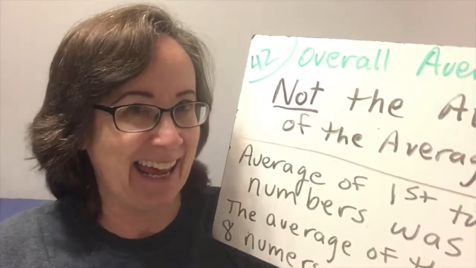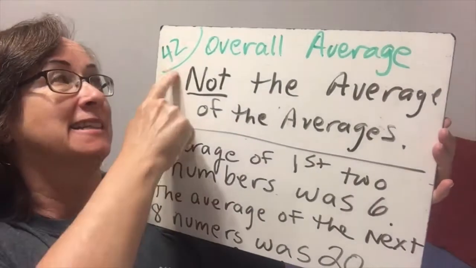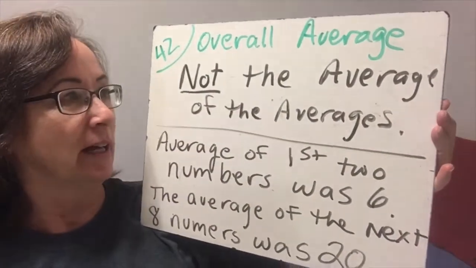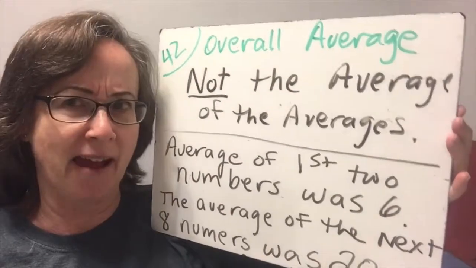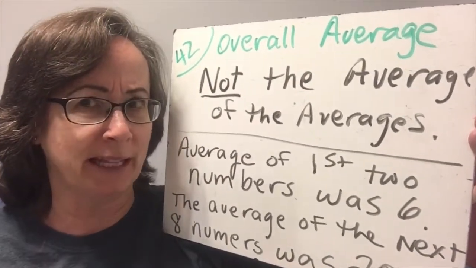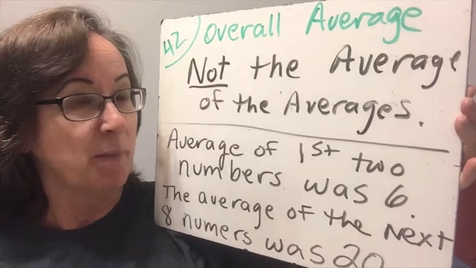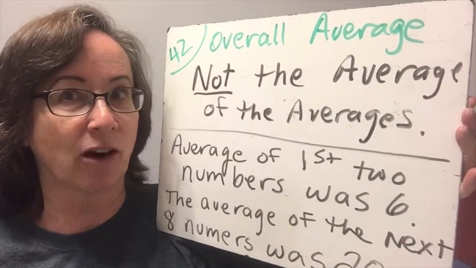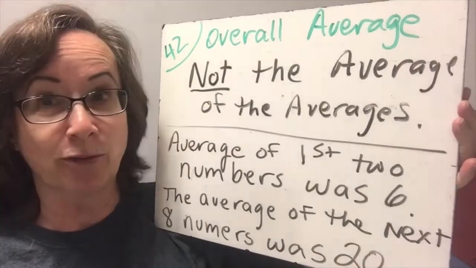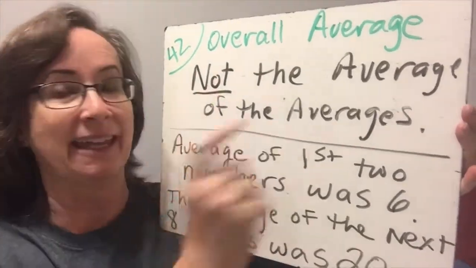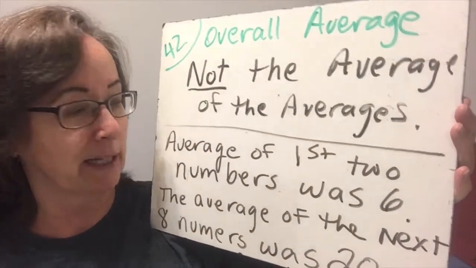And today we are going to be talking about overall average in lesson 42. And the overall average, remember, an average is when we add up all of the items and we divide by the number of items that we have. But sometimes when you're looking for overall average, it can be a little tricky. So the overall average is not the average of the averages. So let's look at a problem closely.